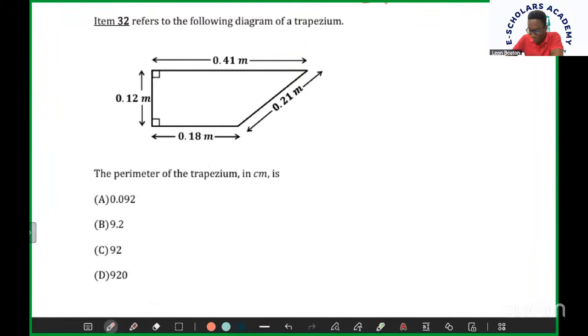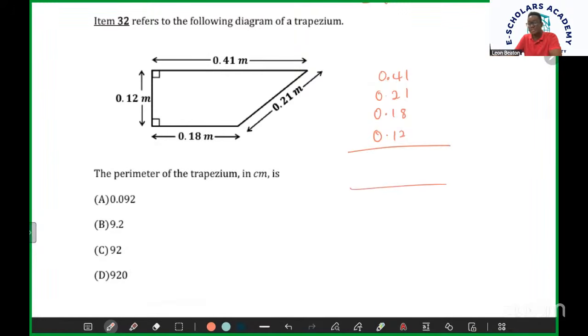Anyway, so the perimeter of the trapezium, so careful, right? Some people run and go and find the area. Anyway, so we know to find perimeter, we just got to add all of the sides together. Nothing big and fancy, no formula to remember once you're dealing with perimeter. Just got to add all the sides together. So this would be 0.41, 0.21, 0.18, 0.12. Just got to add all together.